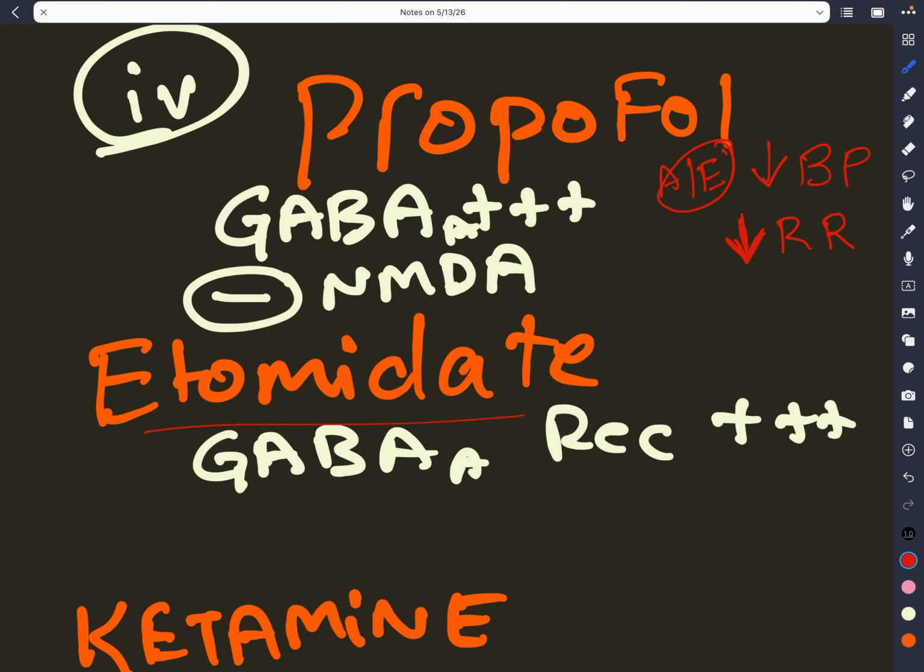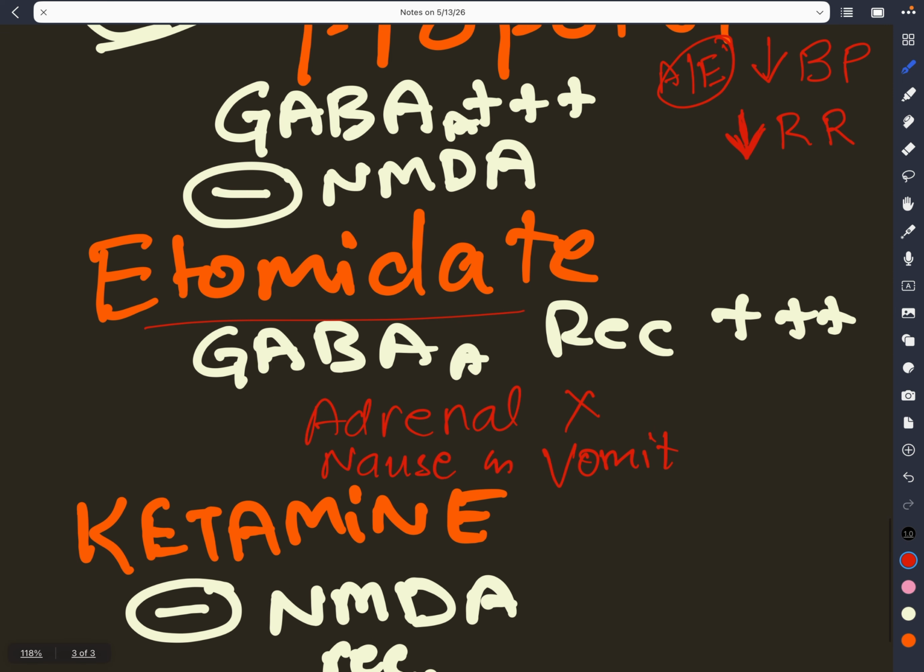Etomidate causes adrenal insufficiency and post-operative nausea and vomiting. Post-operative nausea and vomiting is a common adverse effect of etomidate. Adrenal insufficiency, nausea, and vomiting, etomidate causes these adverse effects.